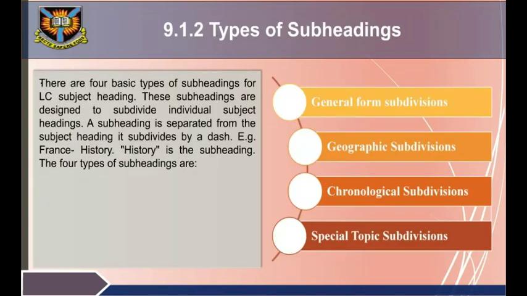heading. Types of subheadings. There are four basic types of subheadings for LC subject headings. These subheadings are designed to subdivide individual subject headings. A subheading is separated from the subject heading it subdivides by a dash. For example, France, History. History is a subheading. The four types of subheadings are general form subdivisions, geographic subdivisions, chronological subdivisions, and special topic subdivisions.